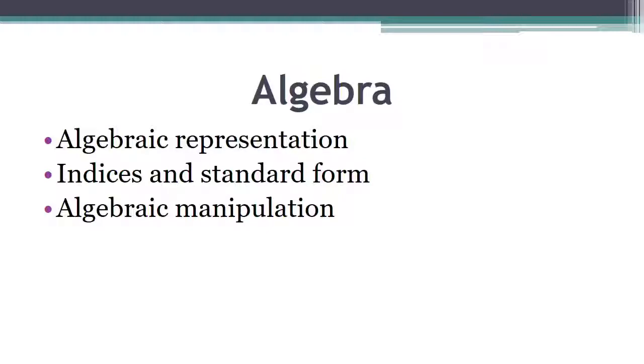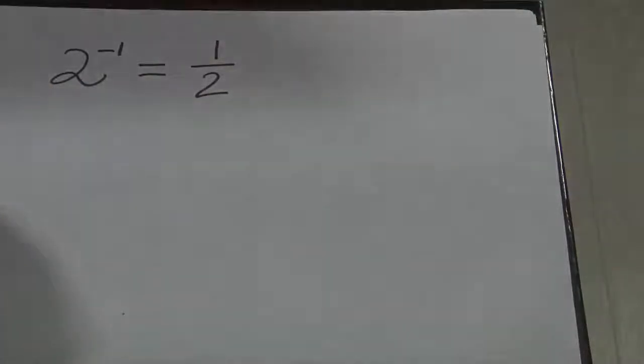We have algebra, the next topic, which contains algebraic representation, indices, and standard form. When it comes to indices, have a look at things like expressing numbers given as negative numbers. You can be asked to write them without negative signs. So for example, if you are given 2 to the power of -1, you can be asked to write it as a number that has positive indices. For example, this would be 1/2. So things like that.